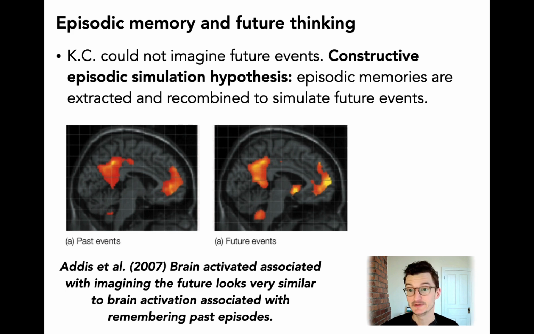So one interesting idea about episodic memories is that they're important because they help us think about the future. They help us simulate what might happen in the future. And this is known as the constructive episodic simulation hypothesis. So we have this store of recent episodes in our brain because we can draw on these episodes to actually predict what's going to happen in the future and simulate future events.